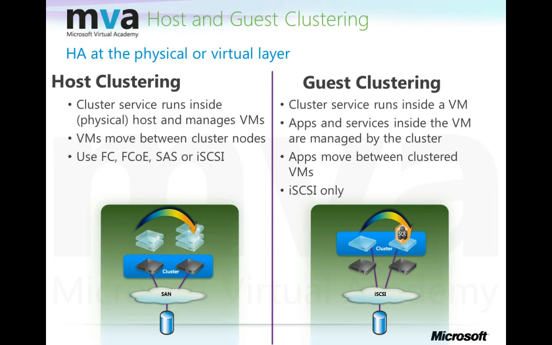However, one of the limitations here is that you must use iSCSI only. And the reason for this is iSCSI communicates over Ethernet, so it's easy to pass the information from the VM to the physical disk, and there are no requirements for a virtualized HBA.